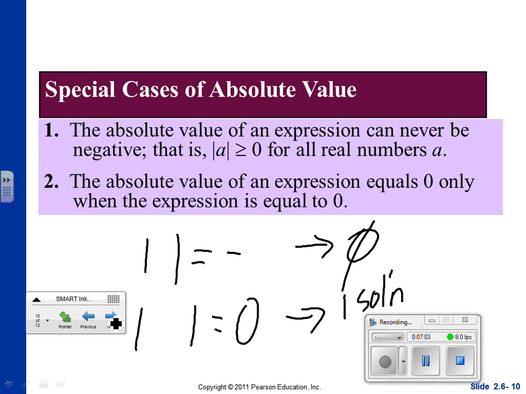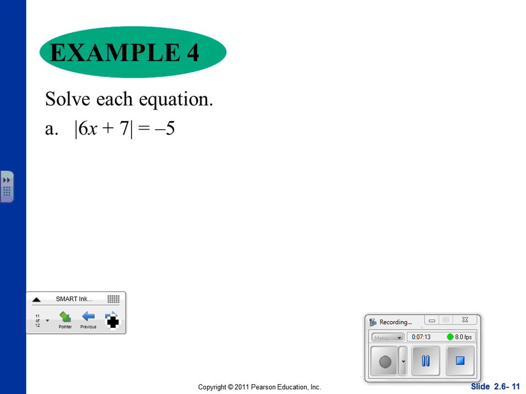So if it's a negative, no solution. It's equal to 0, there's one solution. And any other number, you would have two solutions. So we look at A. Don't even start solving it, breaking up into positive and negative, because this is negative. Absolute value can never be negative. No solution.